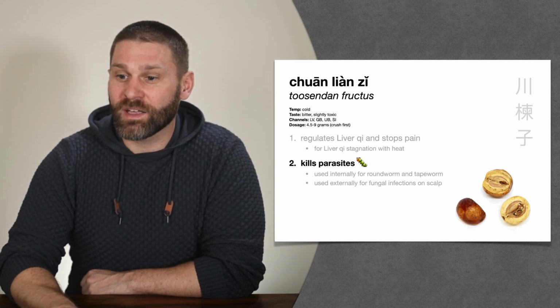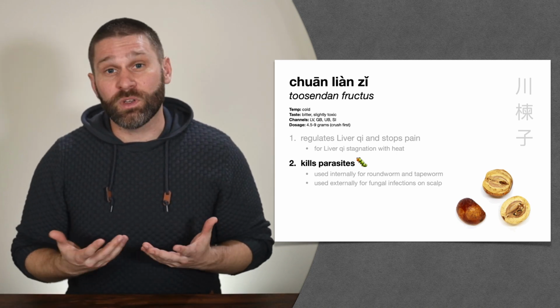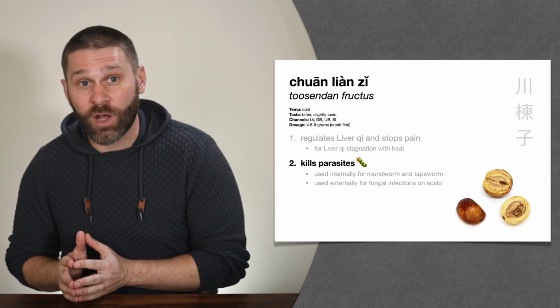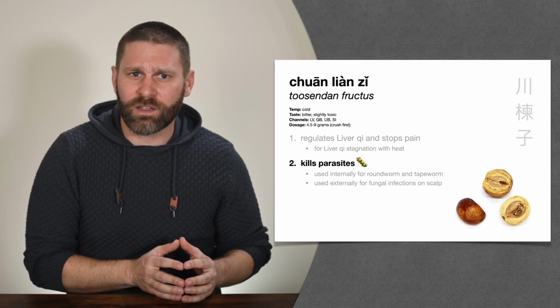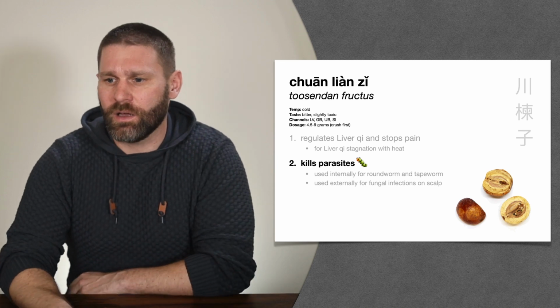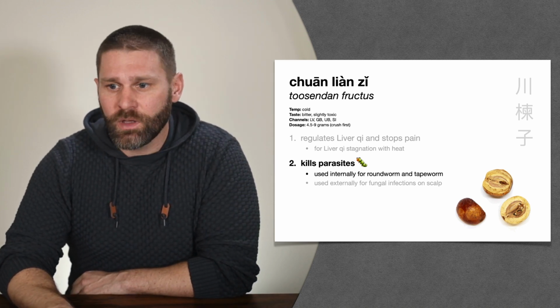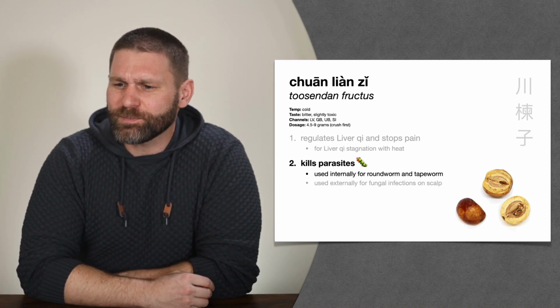Chuan Lien Zi also has an action of killing parasites. Now remember, in Chinese medicine, when we say kill parasites, that can mean two things. That can mean real parasites like roundworm, pinworm, and tapeworm, or that can mean more like skin infections like fungal infections, tinea, athlete's foot, jock itch, things like that. Chuan Lien Zi does both. So it can be used internally for roundworm and tapeworm.